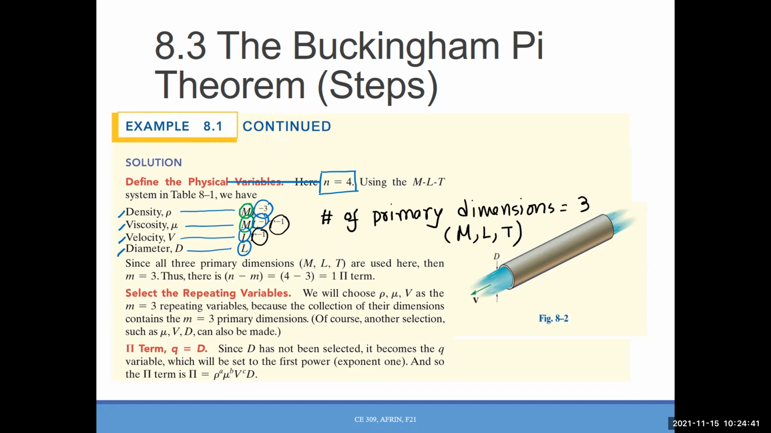So what was the number of primary dimensions for our case here? How many primary dimensions did we have? 3, right? So the number of repeating variables will be what? 3. Okay, that's what they're saying, that the m, 3, will be the number of repeating variables. Now, we will work with B later. Let's work with C first. What will be the number of pi terms?